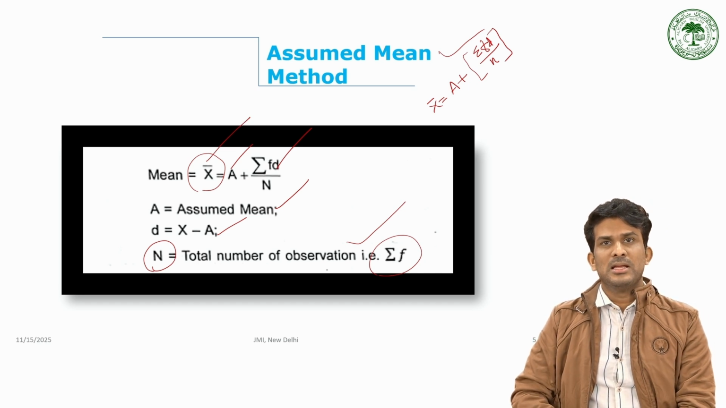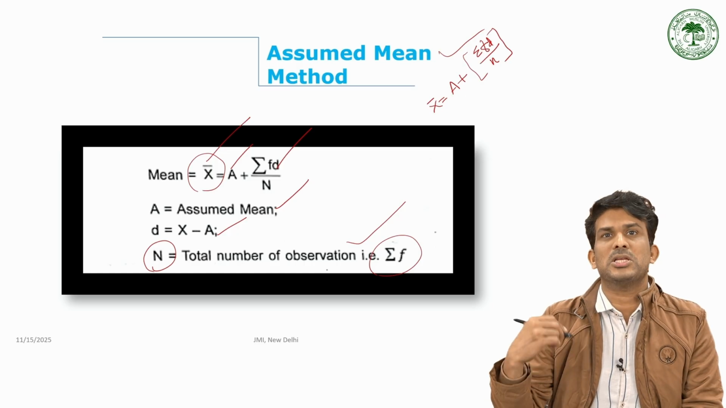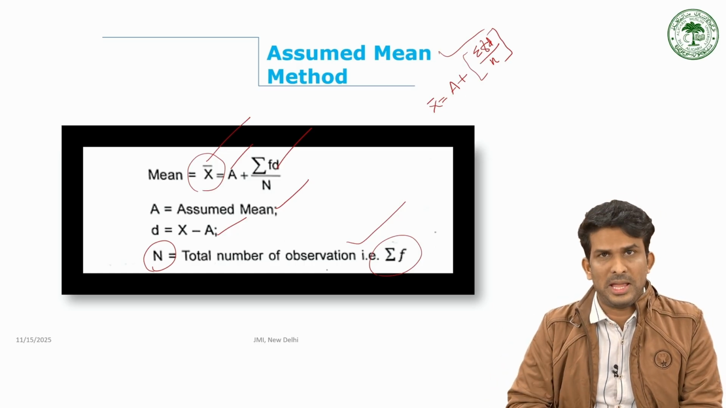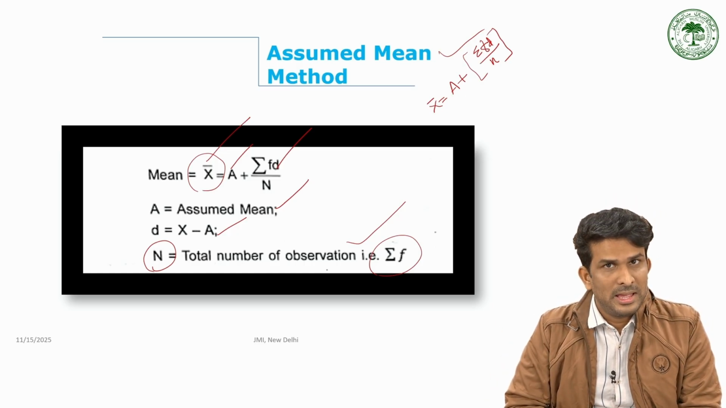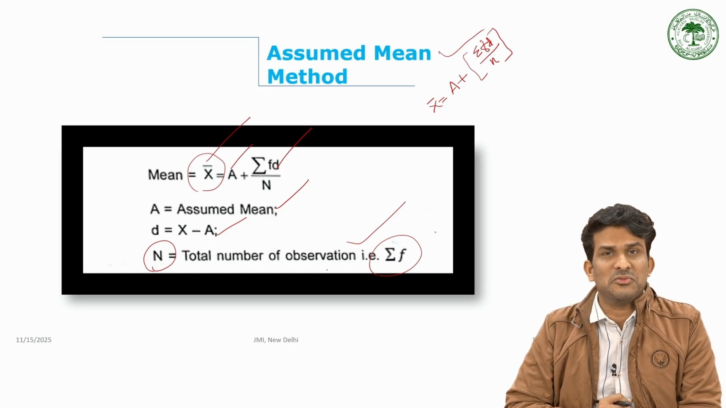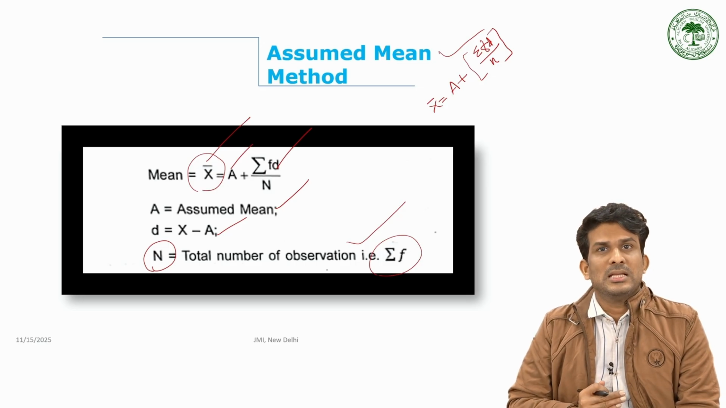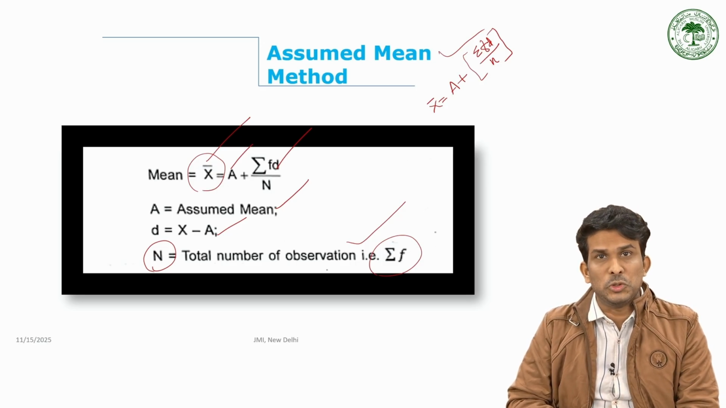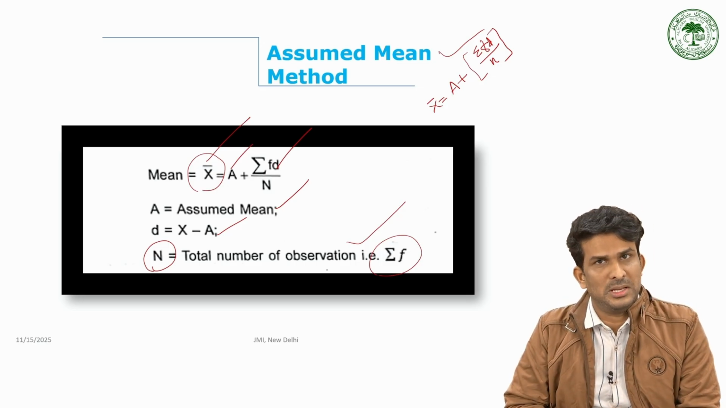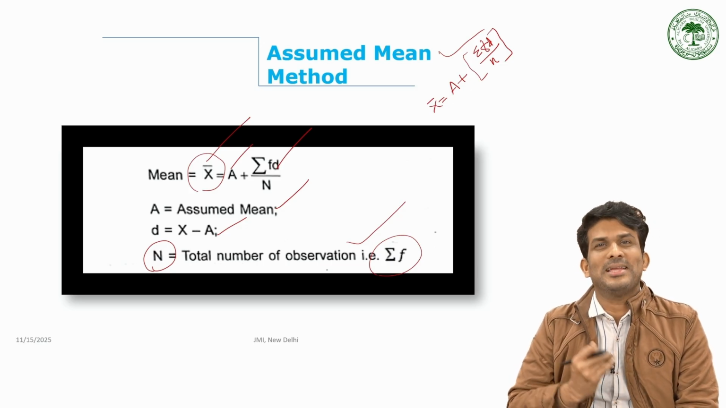It's very clear. So, X bar is equal to A plus sigma fd by n. What is A? A is the assumed mean. We are assuming that one specific midpoint is the mean of that group. That is the assumed mean. It is not the actual mean. From the assumed mean, we are calculating the actual mean.